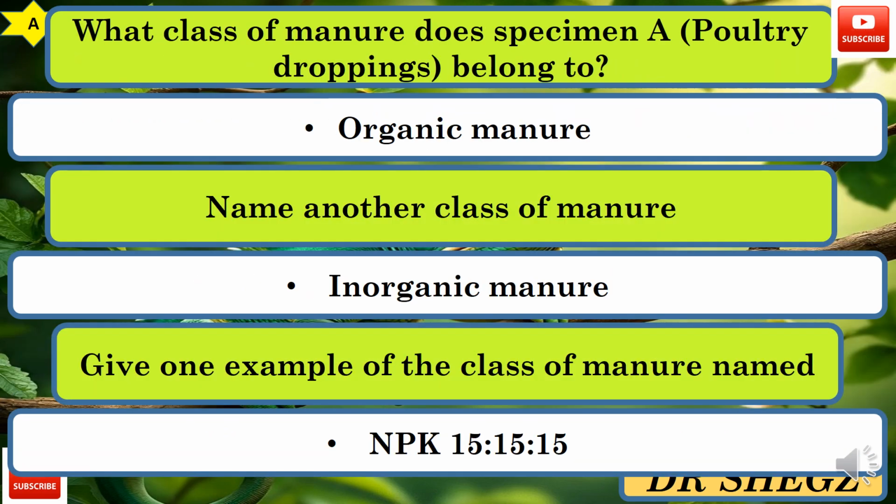Now, what class of manure does specimen A, which is poultry droppings, belong to? They are organic manure. They are just natural. They come from the droppings of poultry animals. And of course name another class of manure. We just mentioned that the poultry dropping is organic manure, another class of manure is inorganic manure. Give one example of the class of manure named. Of course, NPK 15-15-15, that's the popular fertilizer. It's an example of inorganic manure.